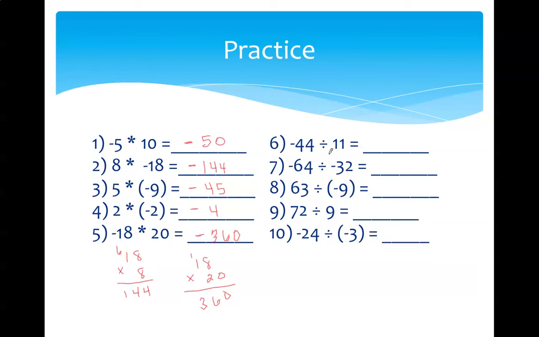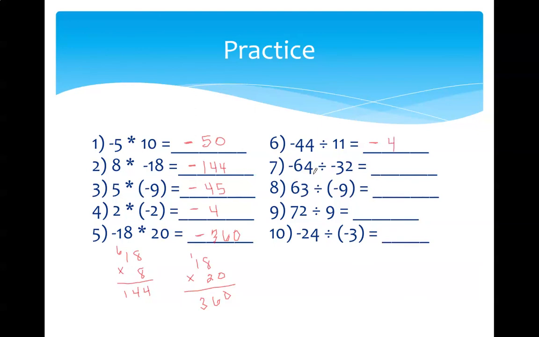Now with some division. Same thing, if the signs are different, my answer is going to be negative. So I have a negative 44 divided by a positive 11, so that's going to give me a negative answer. Go ahead and put your sign first so you don't forget it in the end. Then I'm just going to divide like normal. 44 divided by 11 gives me 4.